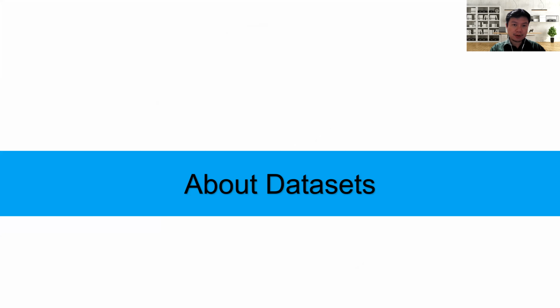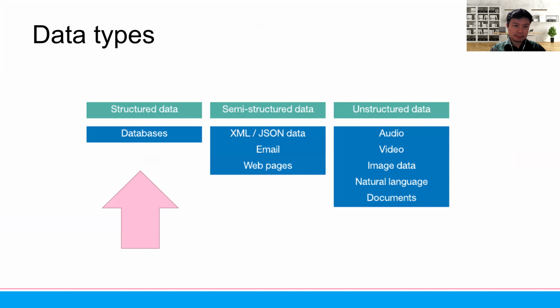And about the data set, we can distinguish the data into several types, such as structured data, semi-structured data, and unstructured data. Structured data is similar to a database. If you have already taken the database course, you may know that a database is recorded data. You already learned about record data, and we will check that again.